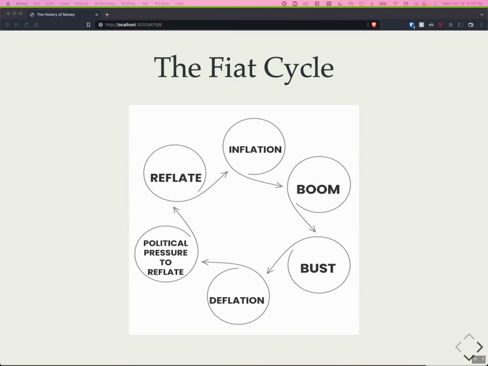So we get into this cycle. And continually we hit inflation, we boom, we bust, deflation, political pressure to reflate because the economy is doing terrible, and then we reflate, and then it continues on. Okay.